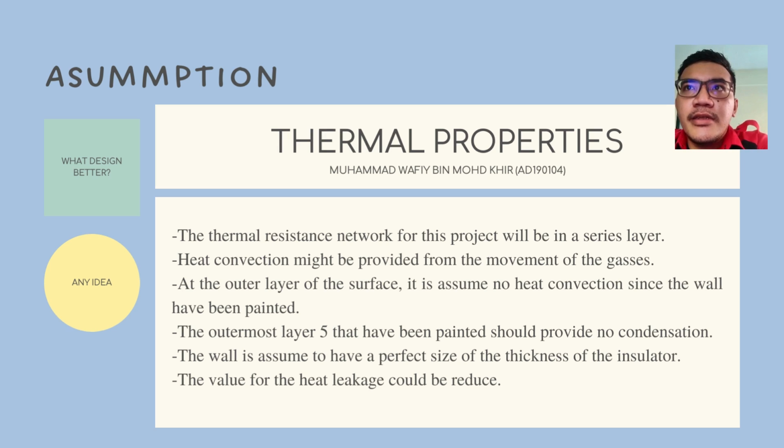So basically the thermal resistance network for this project will be a series of layers, and the heat convection might be provided from the movement of the gases inside the tank. At the outer layer of the surface, it is assumed that there is no heat convection since the wall has been painted. The outermost layer that has been painted should provide no condensation. The wall is assumed to have a perfect thickness of the insulator. And finally, the value of the heat leakage can be reduced.